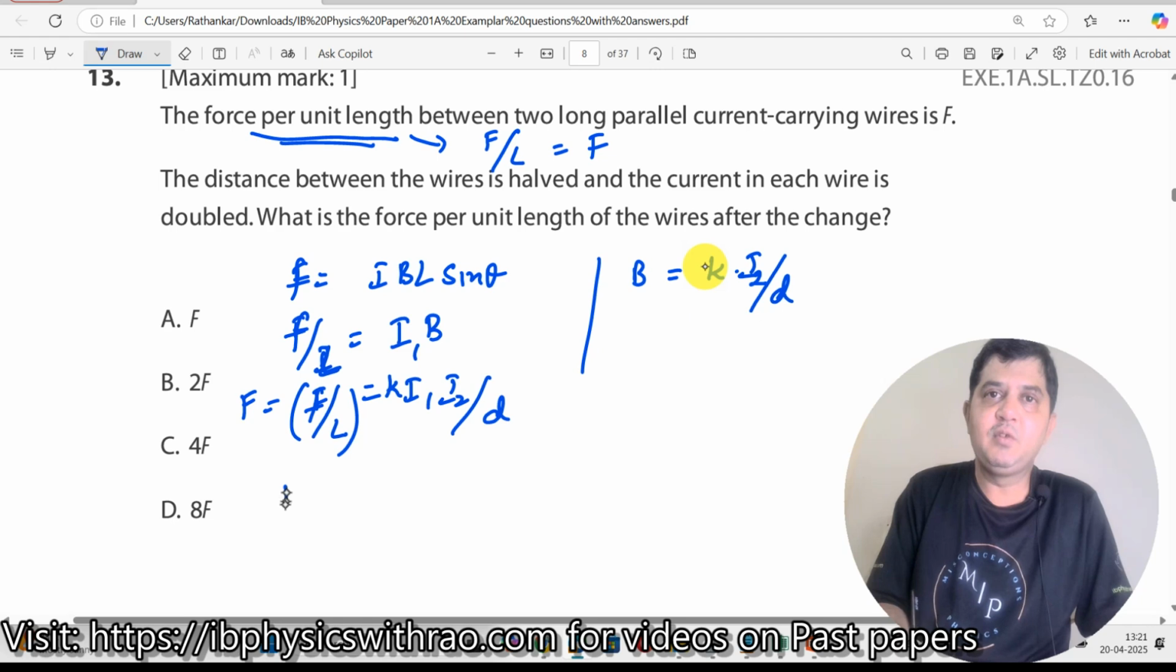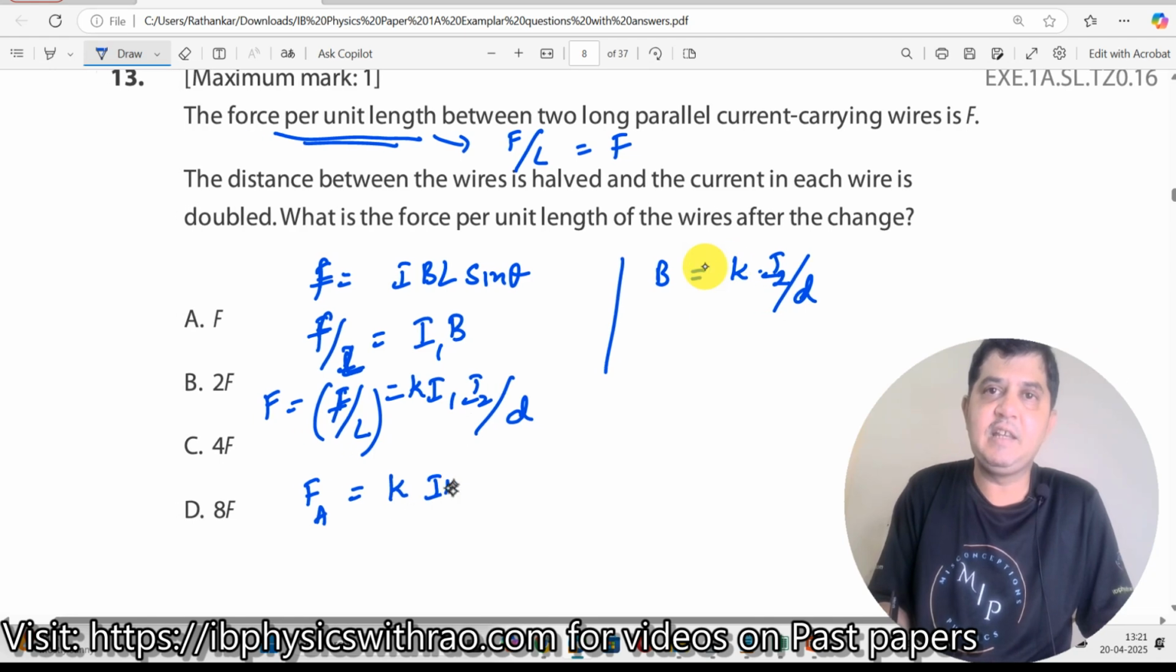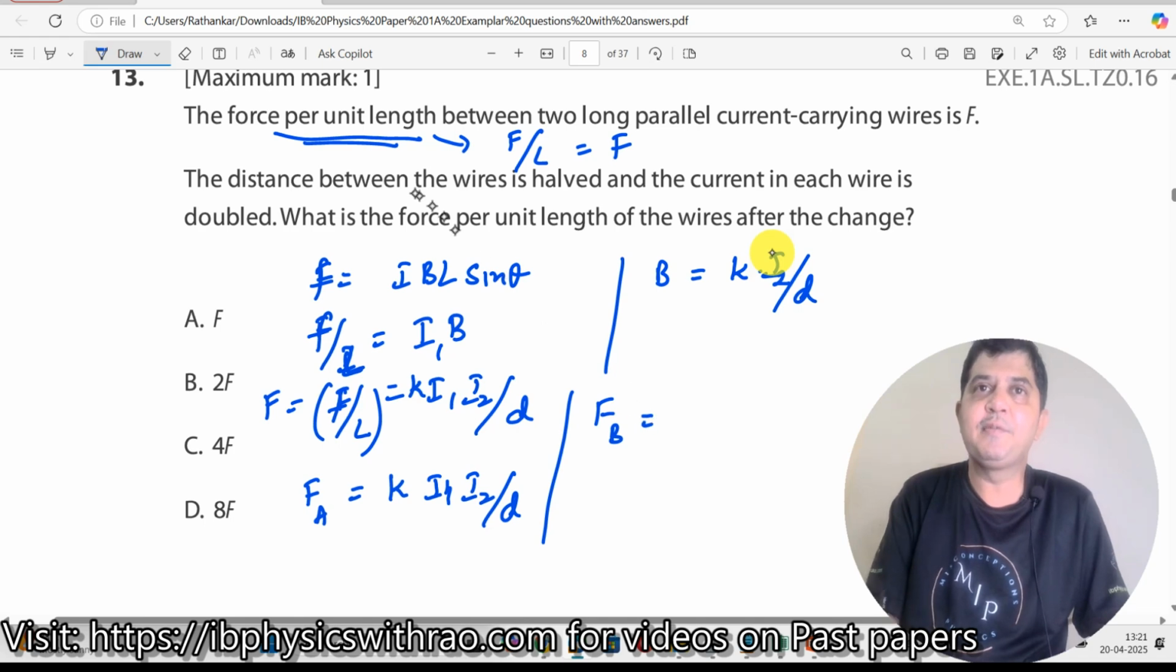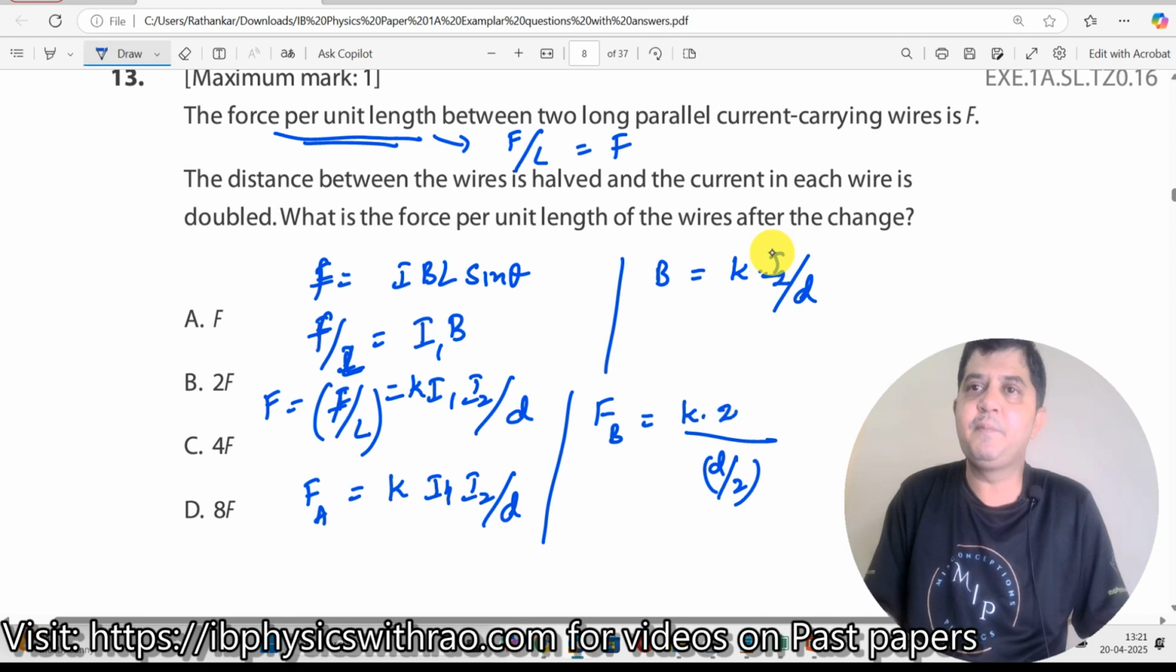Therefore, f A should be equal to K I1 I2 divided by d for the first case. Now similarly, let me do it for f B. Distance between the wires is halved, which means this d becomes d by 2. The current in each wire is doubled, which means it will be K into 2 I1 into 2 I2.